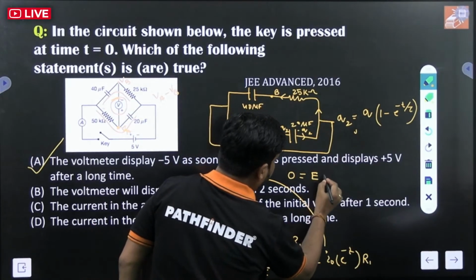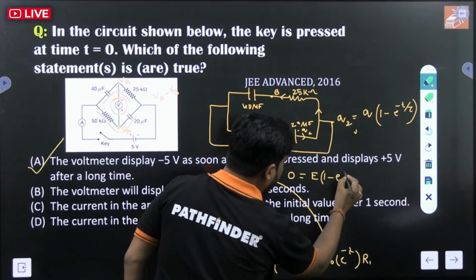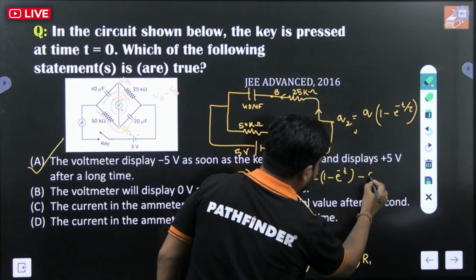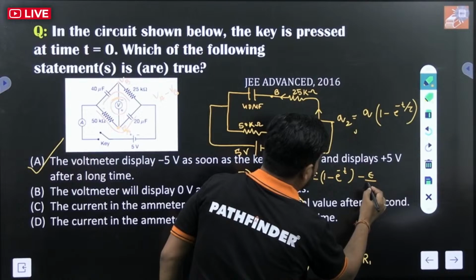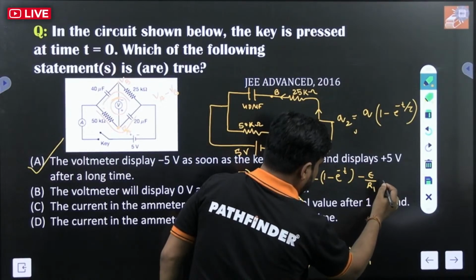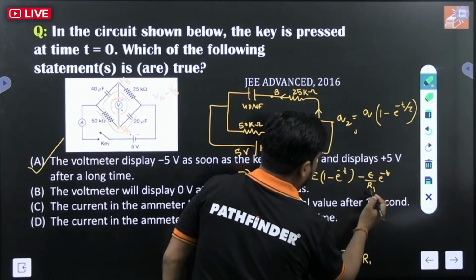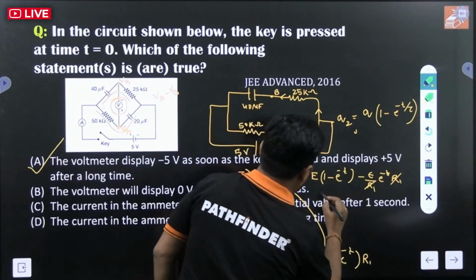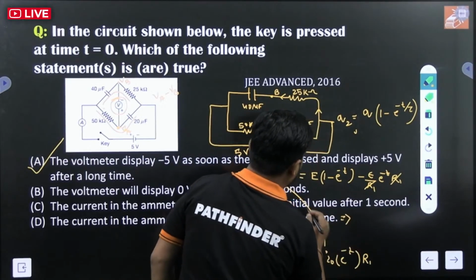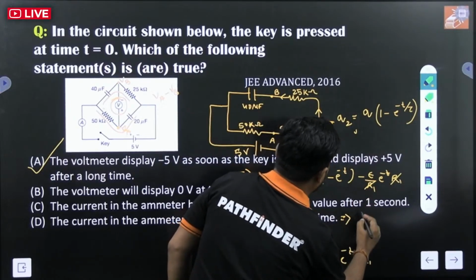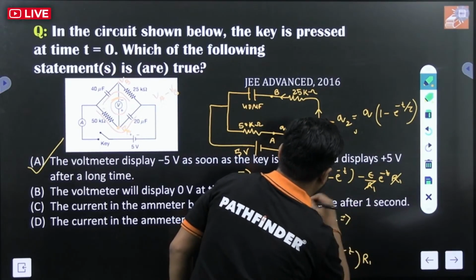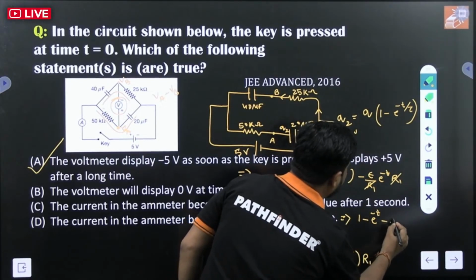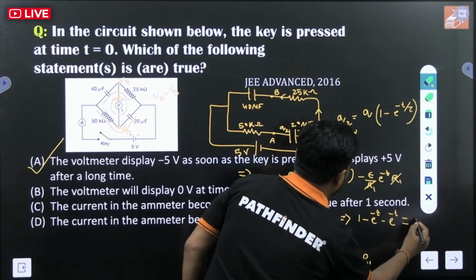So E into 1 minus e raised to minus t, and here minus I naught, what we can write? E divided by R1, and here it is e raised to minus t into R1. So this R1 and R1 will cancel out, and here finally what are you going to get? E is 5, you can cancel it in that direction. 1 minus e raised to minus t minus e raised to minus t is equal to 0.